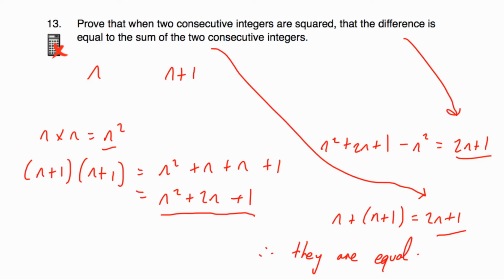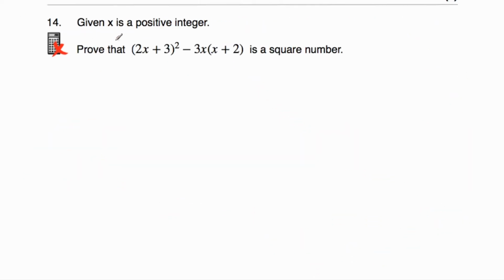Okay, let's have a look at question number 14. So question number 14 says, given x is a positive integer, prove that (2x plus 3) squared minus 3x(x plus 2) is a square number. So let's expand this and see what we get. So let's square our first bracket. So we've got 2x plus 3 multiplied by 2x plus 3.